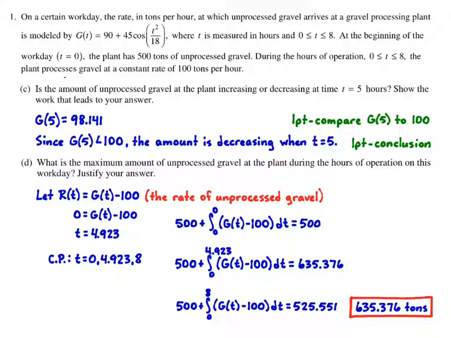Points for this, you would get 1 point for setting g of t minus 100 equal to 0, like this. You would also get the same point if you set g of t equal to 100. You would get 1 point for your answer, so 1 point for the 635.376 tons. And then you get 1 point for the justification. In this problem, the justification actually comes from finding the amount of gravel at all your critical points. So this is your justification here.